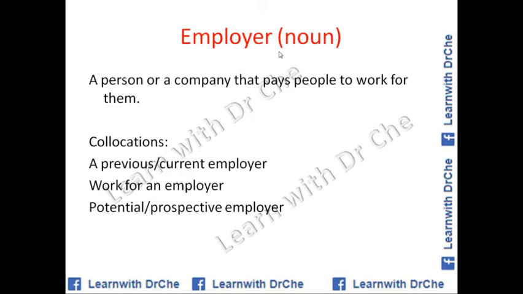Employer. Employer is a noun, and this is a company or a person for which you work. The collocations are previous employer, current employer, to work for an employer. You can say a potential employer, you can say a prospective employer. Okay, potential, that has a great potential. For example, when you go for a job interview, they ask for a reference from your previous employer, and this new one is your current employer.